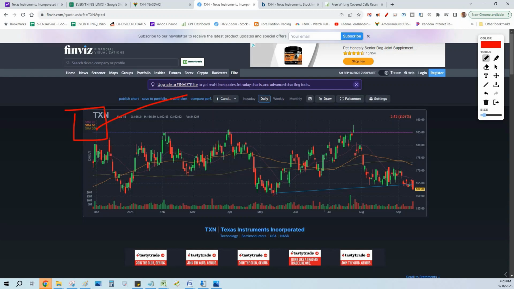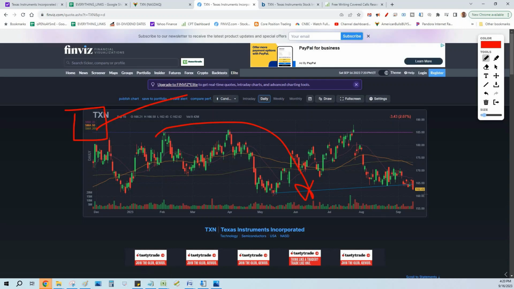If it breaks the 200-day SMA, meaning it goes below it, you don't know where the bottom's going to be. So be careful with the 200-day SMA. Now, with that said, that could be a good point to get involved. Again, we're trading great stocks with profits.